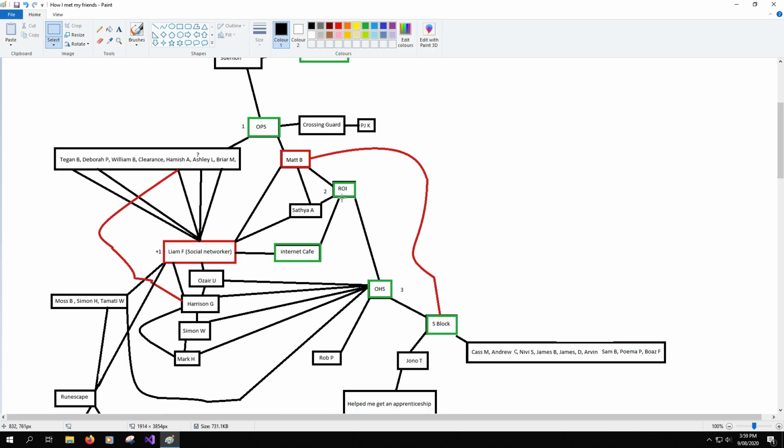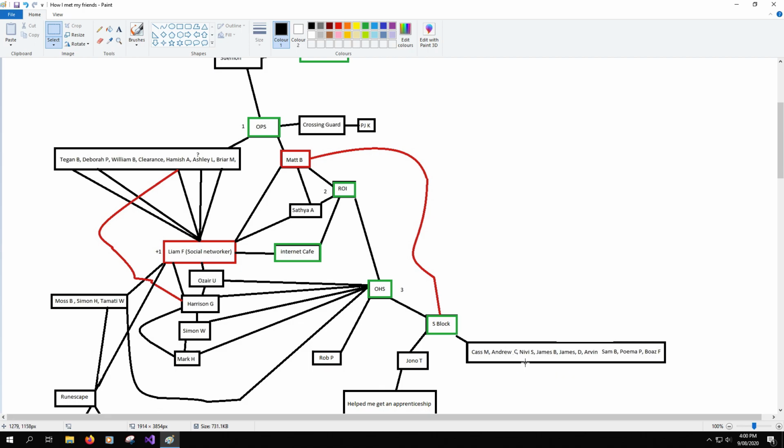So from intermediate, middle school, I went to high school, so OHS. And from there, I met a group called S Block. So S Block is basically an area where we all hang out. And then Matt was also the one in that group who introduced me to these groups of people.